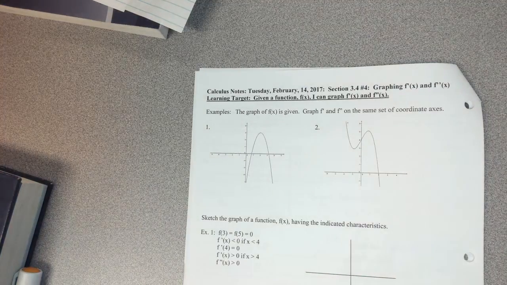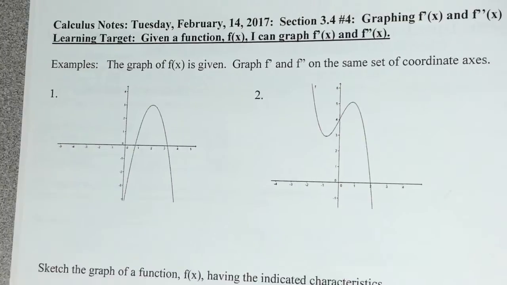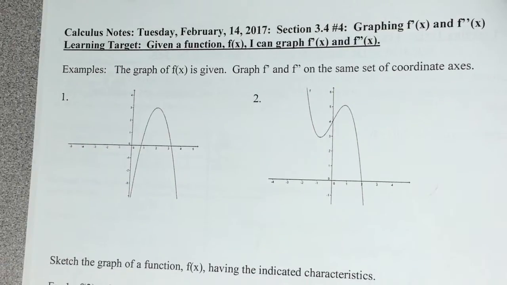be given an actual function. We're going to be given what the original function looks like, and from there we want to figure out what would the derivative look like and what would the second derivative look like if we're trying to graph them. So what we're going to have to deal with is, what do we know about the original function and how does that help us to graph those other ones?